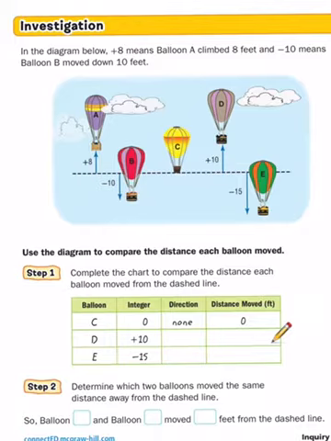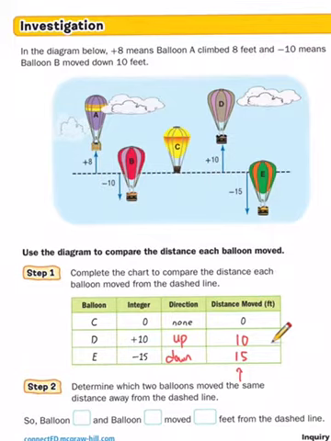Okay, so let's see what you got. First off, balloon D, the integer is +10, so that means it went up and it moved 10 feet. Now balloon E, its integer is -15, which means it moved down. Now this is the part that you might have got tricked on. The distance it moved was 15 feet, not -15. Remember, the negative only means it went down. But as far as how far it moved, 15 feet. Doesn't matter whether it went down, up, sideways, it moved 15 feet. So make sure that you don't have a -15 there.